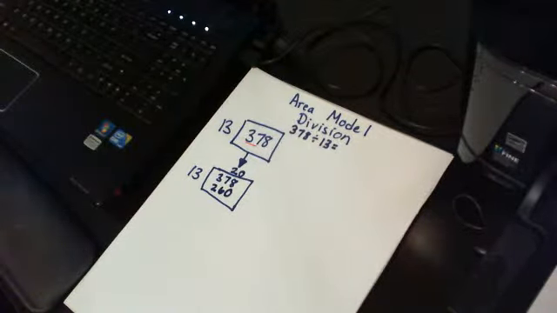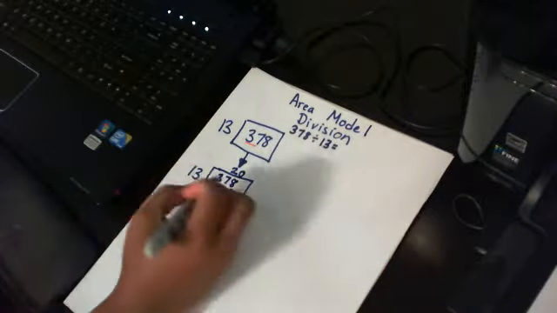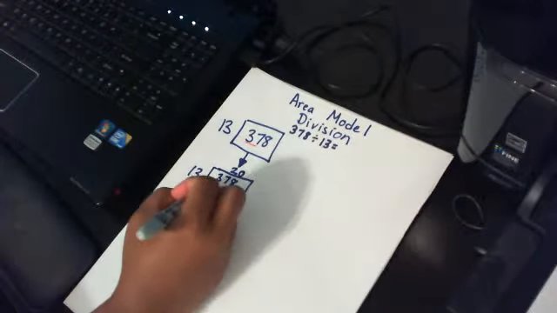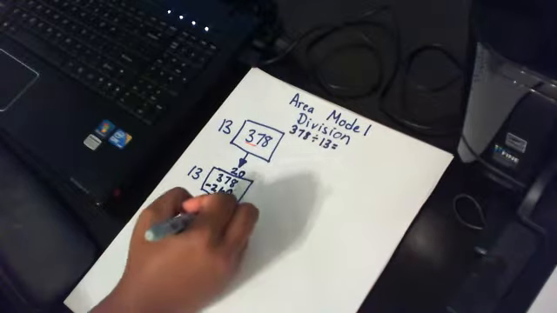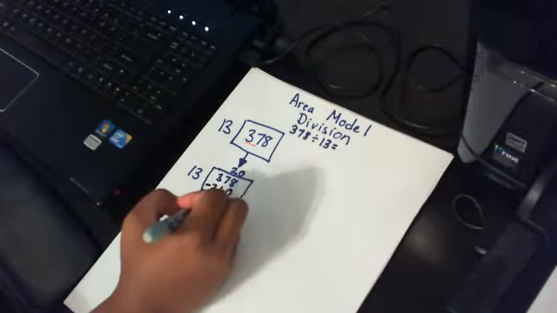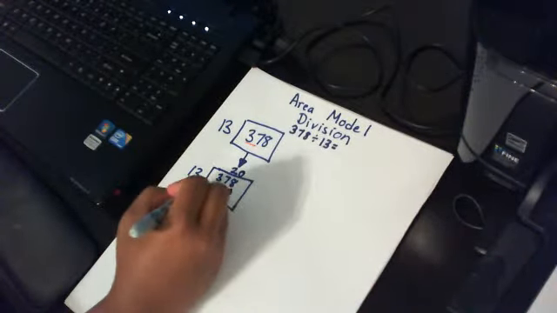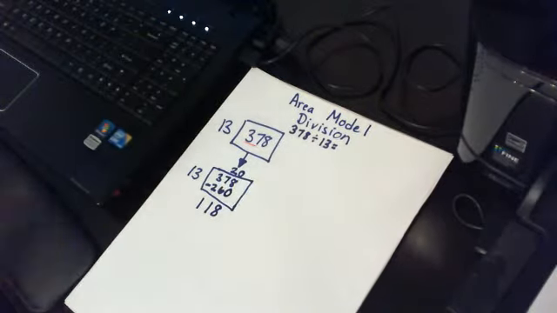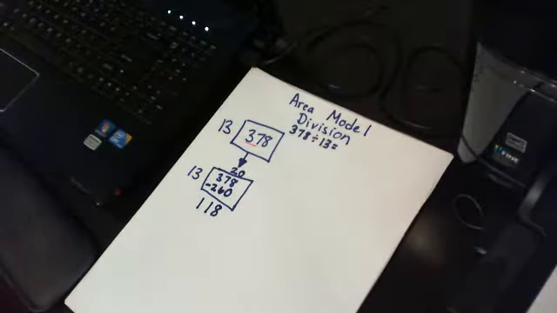Now we're not finished. Now we must subtract. 8 take away 0 is 8. 7 take away 6 is 1. 3 take away 2 is 1. So we're left with 118.